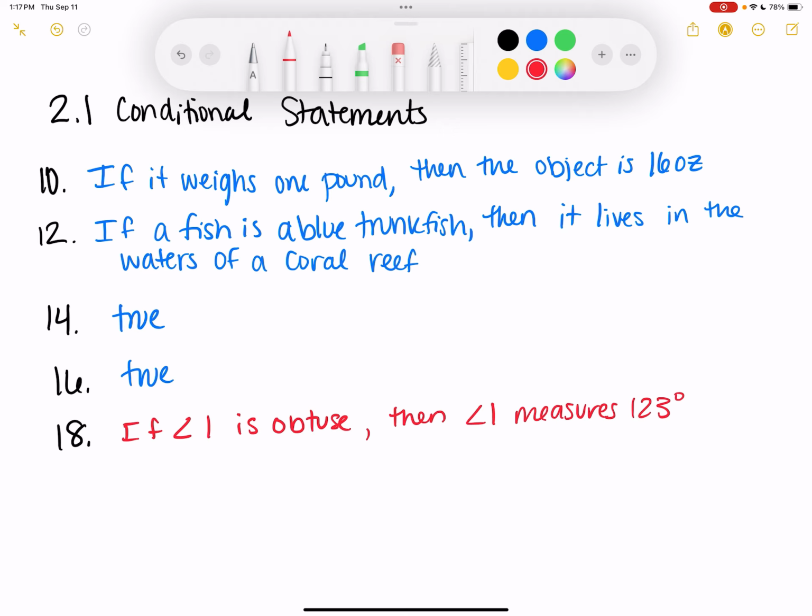Now, that's given the picture that they're giving to us. There are certainly other obtuse angles that aren't 123 degrees, right? Anything over 90 degrees is obtuse. So just keep that in mind. But this is given the information that we have. We're just purely flipping it, even if it doesn't make a true statement.